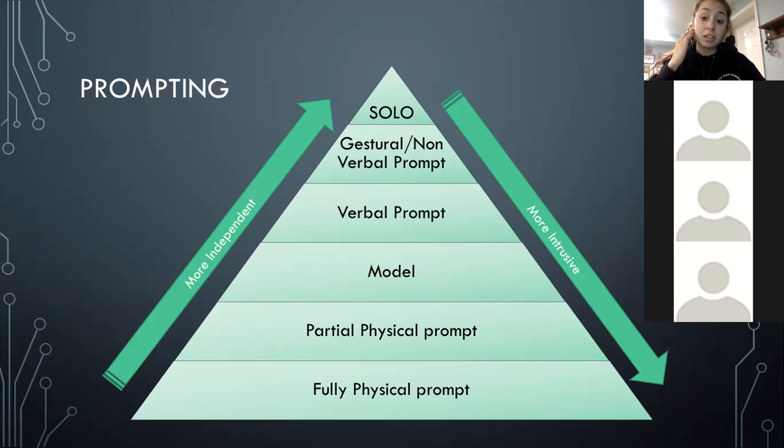And then we have partial and full physical prompts, depending on the level of physical assistance that they need. A full physical prompt is basically you are doing the task, but their hands are in your hands while you're completing the task. They need 100% your help. And that is the most intrusive.